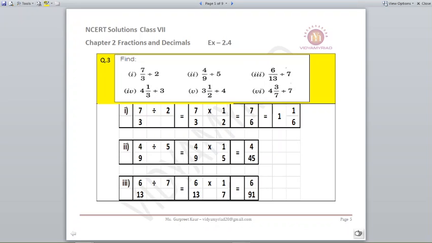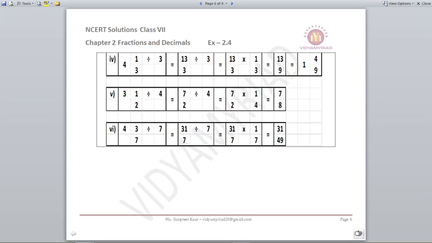Second part, 4 upon 9 divided by 5. So it will be 4 upon 9 multiplied by 1 upon 5. Nothing can be divided. So the answer is 4 upon 45. Third part, 6 upon 13 divided by 7. So it will become 6 upon 13 multiplied by 1 upon 7, which is equal to 6 upon 91 as your answer.